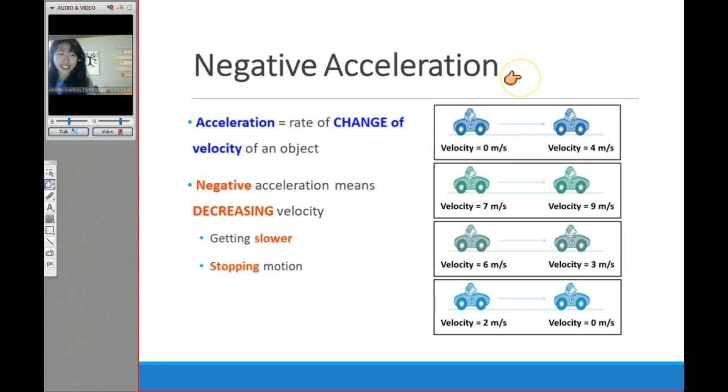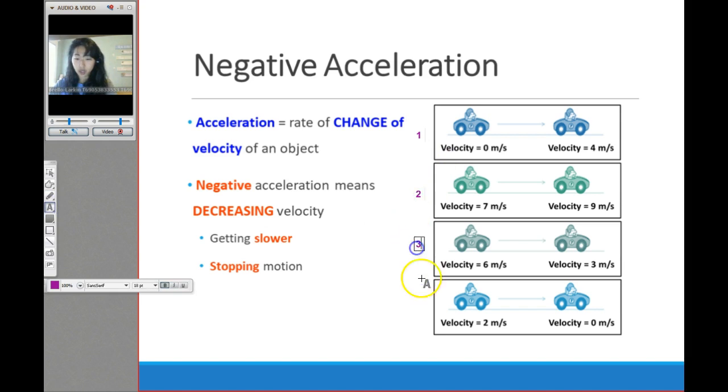Now, the other thing is, though, you can actually have negative acceleration, which a lot of times if we're talking about cars, we actually call this deceleration. Okay, so negative acceleration still means that our velocity is changing, but it's changing to become slower. So take a look once more at our examples here. All right, 1, 2, 3, and 4. Which of these show negative acceleration where we're getting slower?